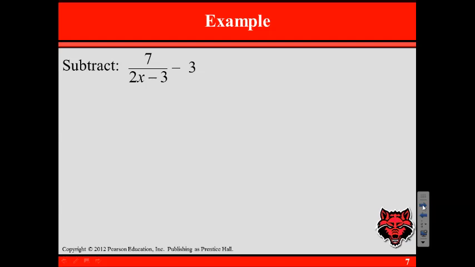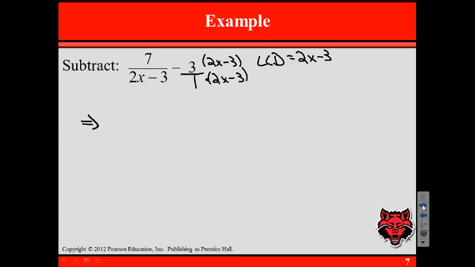So here we have 7 over 2x minus 3 minus 3. First, we change the whole number to a fraction. We write it over 1. Now we need a least common denominator. Anytime 1 is involved, the other denominator will be the least common denominator. So here the LCD is 2x minus 3. So we need to multiply the second fraction by 2x minus 3 in the numerator and the denominator.